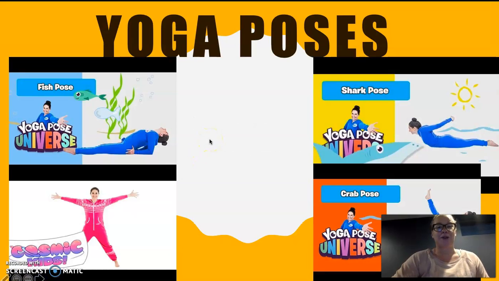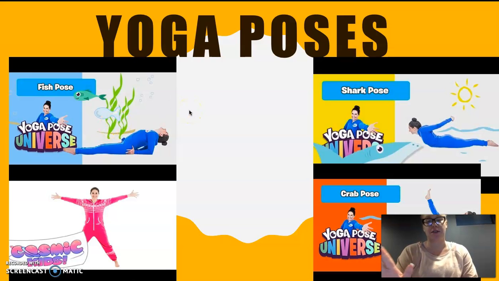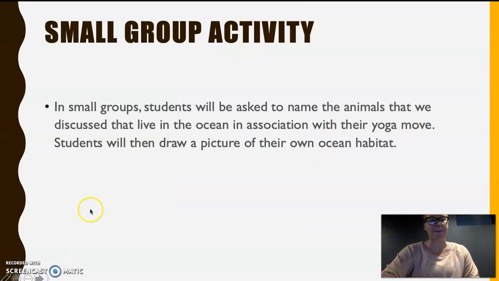Okay, so I am not going to do the yoga poses for you because that would be a little weird. But these are the poses. Like I said, I do yoga in my class often. So this is Yoga Pose Universe and Cosmic Kids I use all the time in my classroom. So the kids are familiar with yoga already, but these were the different ones. At the top left, there was the fish pose. Bottom left was the starfish. The top right is shark pose, and then the bottom one is the crab pose. The kids love doing it, and it was nice and fun to watch them do it as well.